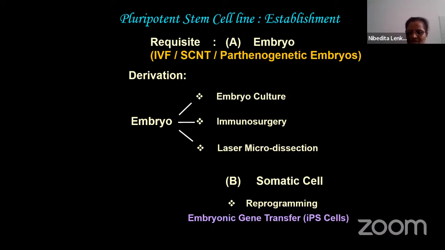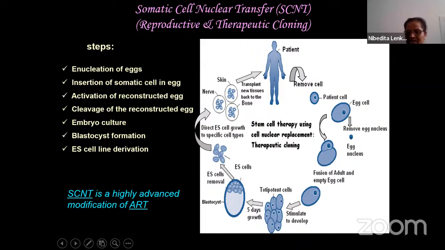So first, coming to somatic cell nuclear transfer, as I was telling, it can be categorized as one being therapeutic cloning and one being reproductive cloning. What is SCNT? As the name suggests, it's a somatic cell nuclear transfer. So you are taking any cell. These are the steps I have mentioned, and the same thing is shown here in schematic. So you take any cell from our body, for example, a patient cell.